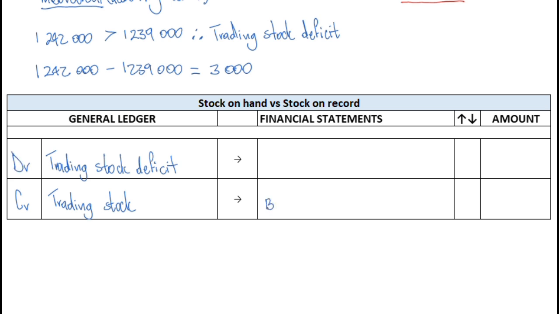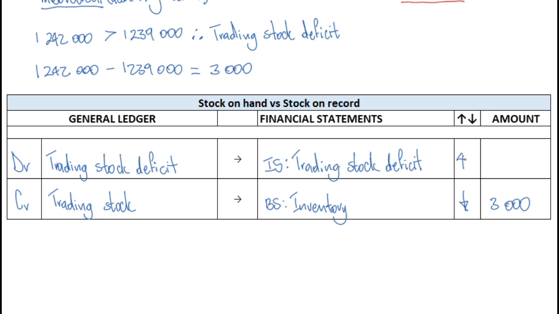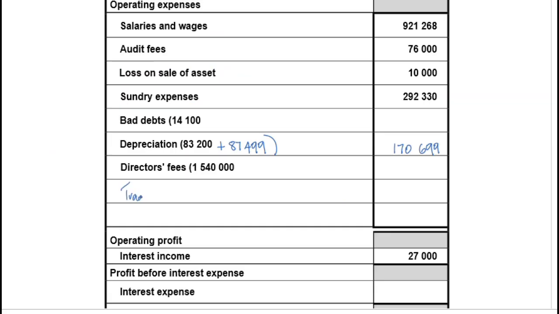In our financial statements, trading stock sits in the balance sheet under inventory, so we will reduce inventory by 3,000 rands. The trading stock deficit account sits in the income statement as an expense, so we will increase that expense by 3,000 rands.